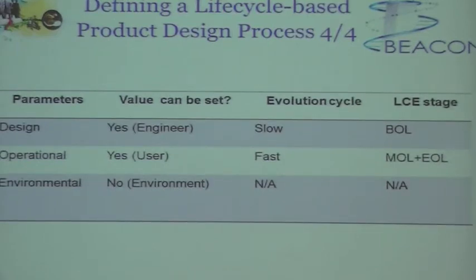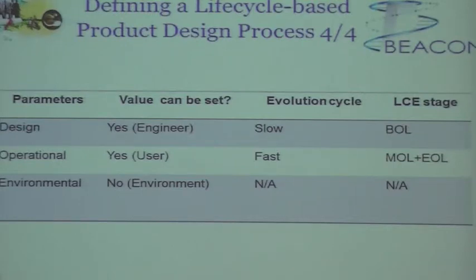The design value is set by the engineers. Once it is set, it is done. We cannot change it. If it has a serious impact on the performance, then the user is the one who is going to suffer the consequences while using it, because they will have to adapt to the product instead of the product adapting to the user. And the evolution cycle is slow. At which stage of the life cycle engineering is it being set? At the beginning of life, the BOL.